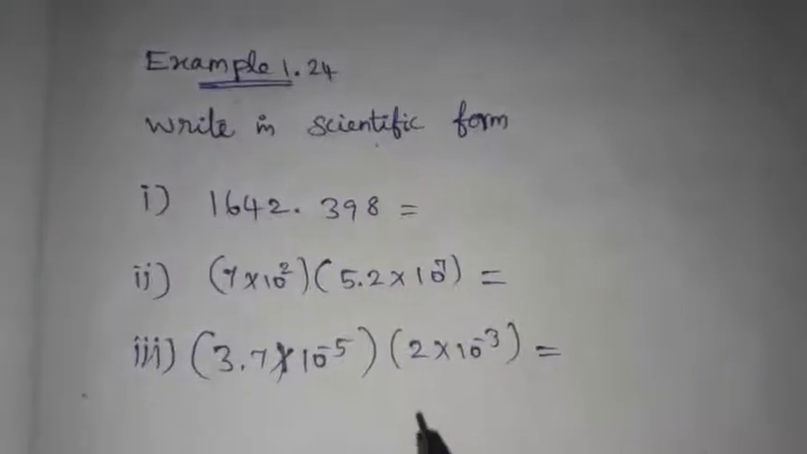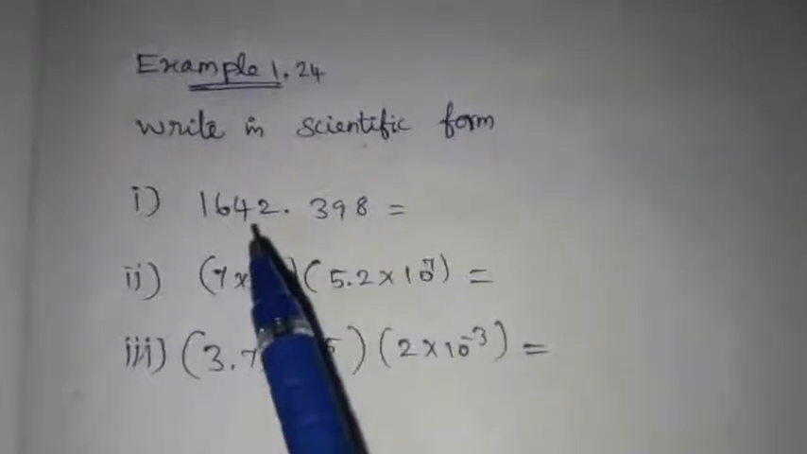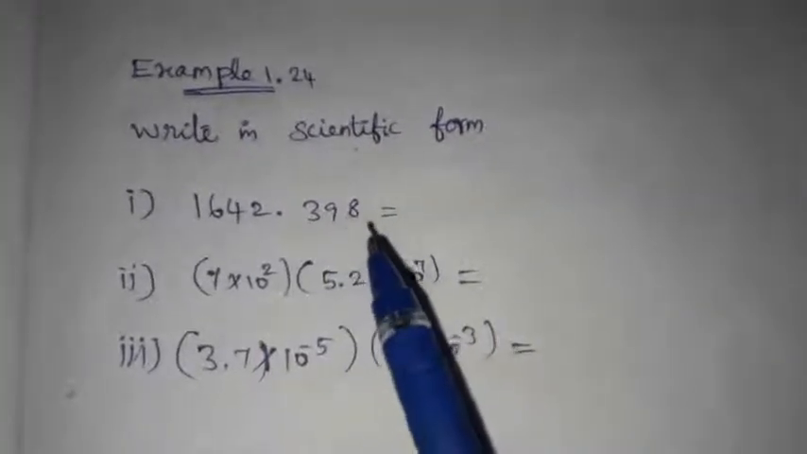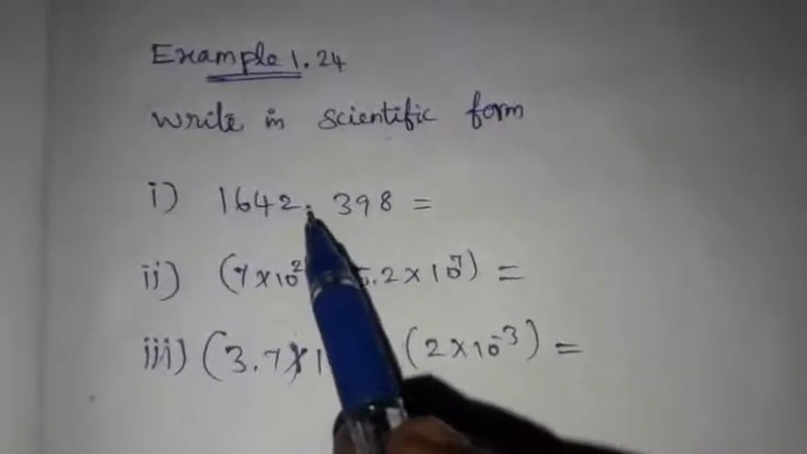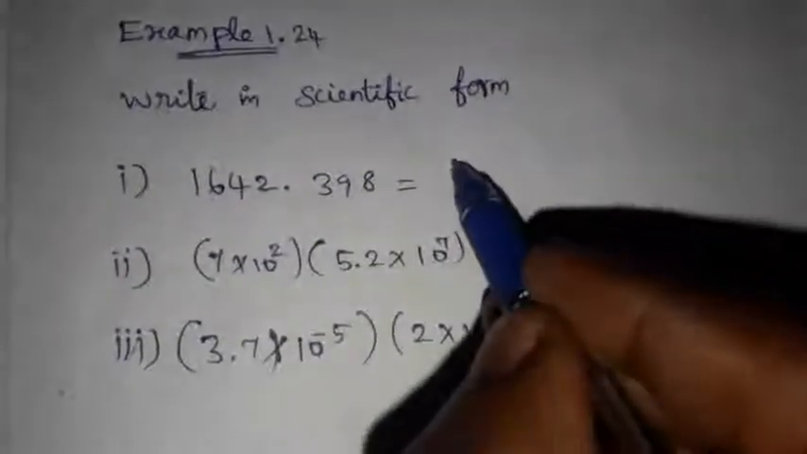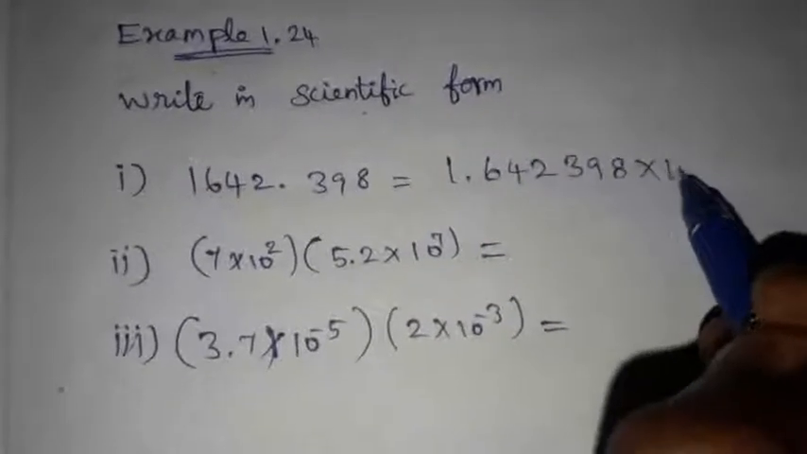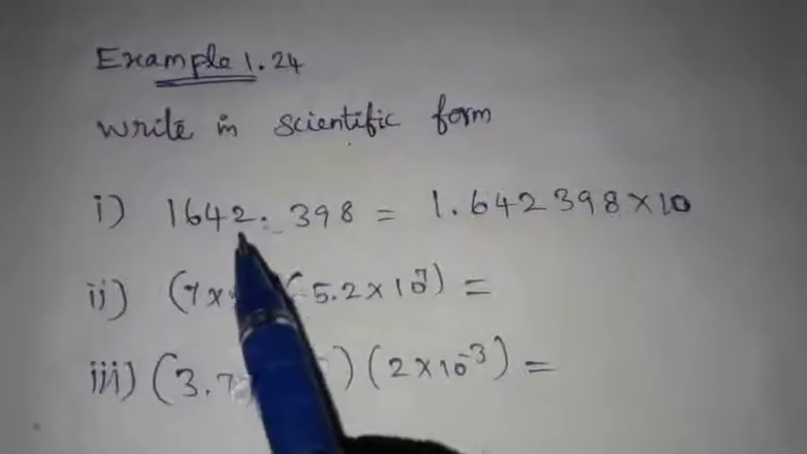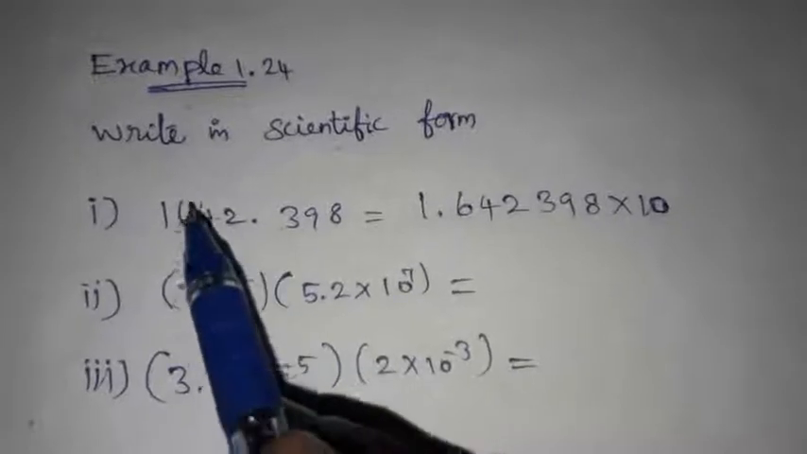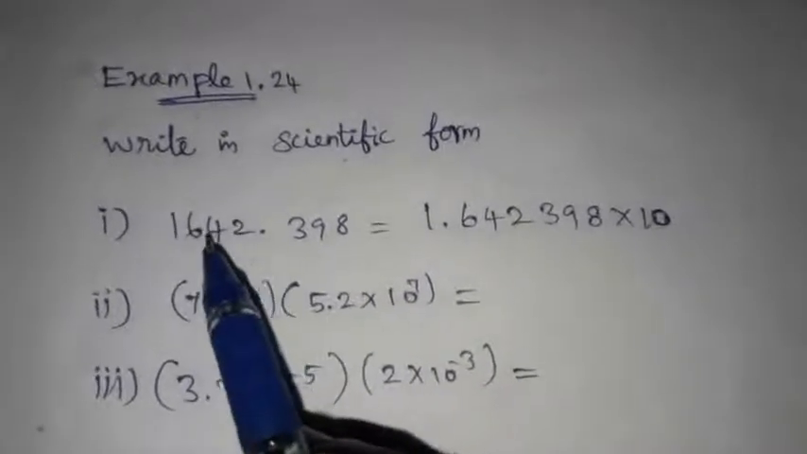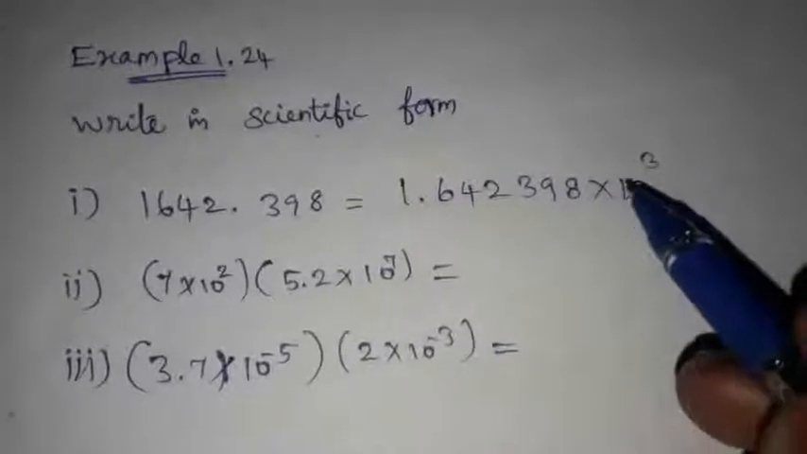Let us see the next book example 1.24. Write in scientific form. First subdivision is 1642.398. Let us see the solution. Look at here. There is a dot. It goes to the left side. So it can be written as 1.642398 into 10 to the power. The power will be a positive integer because this dot goes to the left side. How many numbers does it pass? There are 3 numbers: 1, 2, 3. So we have to write 3 on the top. So this is the answer for this question.